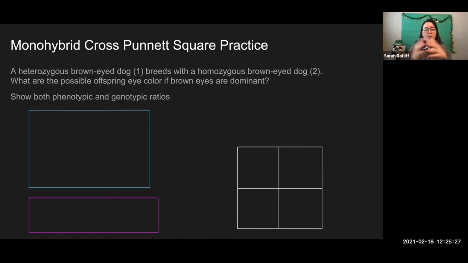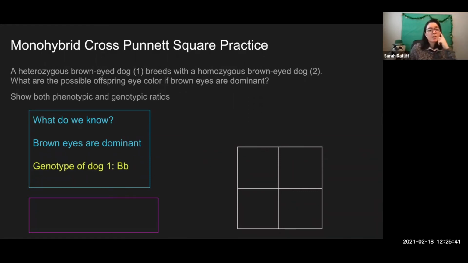Before we can figure out our ratios, we need to make our Punnett square. So what do we know? We know that brown eyes are dominant, it told us that. Makes sense. Our heterozygous dog is brown-eyed. We know the genotype of dog 1. Since it's heterozygous, I chose B for brown. Just makes sense to me. If you want to choose like X or Y or something, that's your choice. But I like to choose the letter that corresponds with the dominant trait.